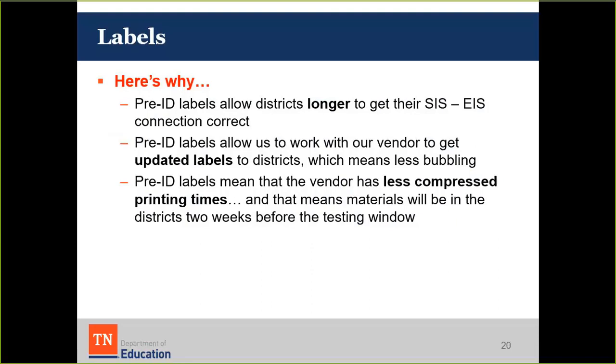Pre-ID labels also allow us to work with our vendor to get updated labels to districts, which is going to mean less bubbling. We are working with Questar to be able, hopefully, to do a delta poll to give you labels later in the process in order to make for less bubbling and less correcting down the line.